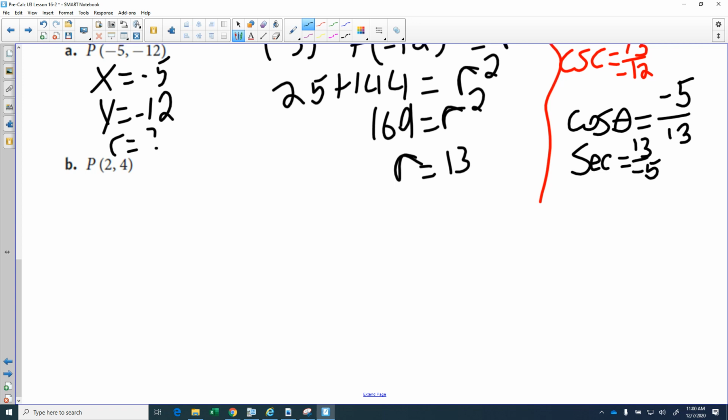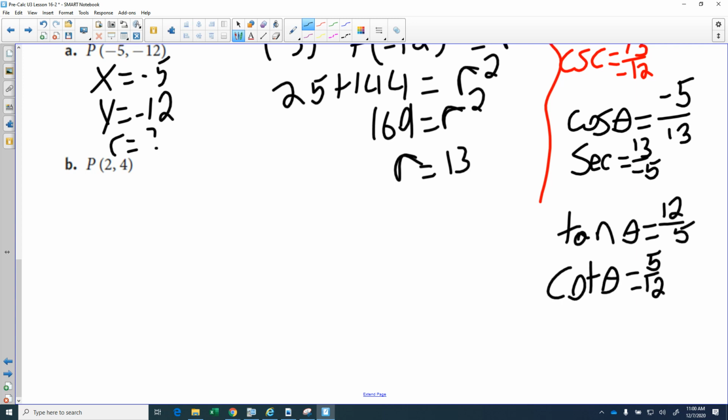Last but not least, we're going to deal with tangent. Tangent's my y over my x. This would just come out to be 12 over 5. Notice how I could have written -12 over -5, but the negatives would have canceled out, so they become positive. That's going to be an important idea to remember moving forward. And then my cotangent of theta is just the flipped version, which is just 5 over 12. So by having those three values, especially when I have a specific coordinate, I can solve out and find all 6 different trig and reciprocal trig functions within a problem like this.